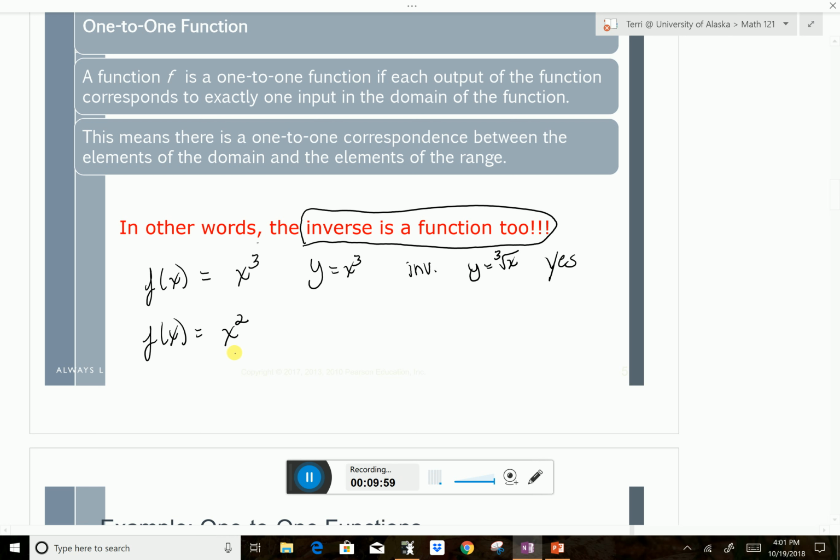However, when I try to do x squared, if I try to undo x squared, it's a square root. But wait a minute, it's positive or negative. So it has an or situation. So this inverse is not a function, which means that x squared is not a one-to-one function.